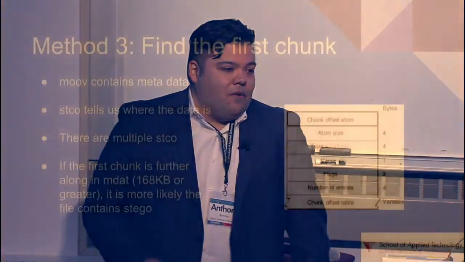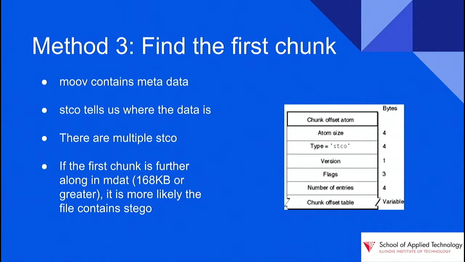So the next method we looked into was looking for the first chunk of media data within the MDAT. Alfredo was talking about the STCO, and what the STCO actually is, is a reference table for all the media info within the MDAT. So it'll tell you, oh, this is where the first chunk of data is, this is where the second chunk of data is, and there's an STCO for both audio and video, and for any other stream you have.